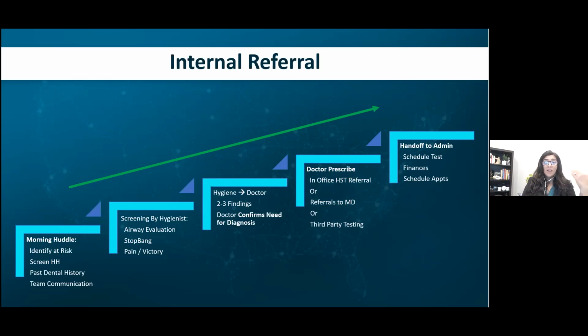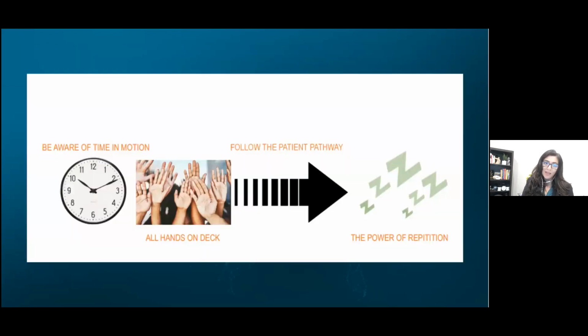And then my hygienist will do a really good handoff to the front desk, who has been identified as the sleep admin, and she will do the scheduling and the financial discussion for the sleep test, not for any treatment because we don't have a diagnosis, but just for the sleep test. And then she'll make sure that if the sleep test is coming from our office, she's scheduled a consult. So we have a very particular pathway and steps, and every team member is aware of their role. And that's the success that we have.